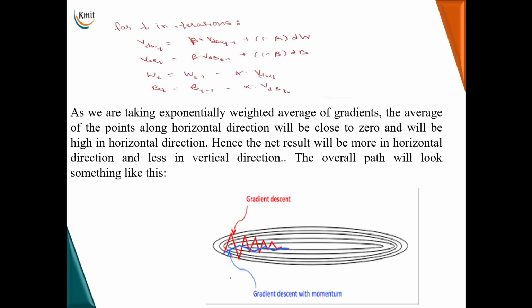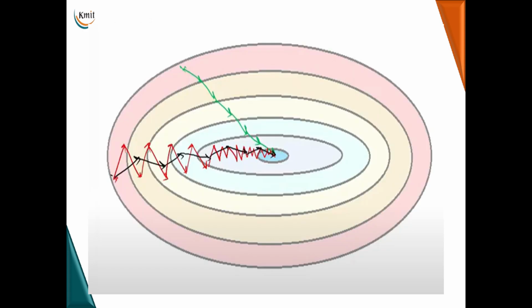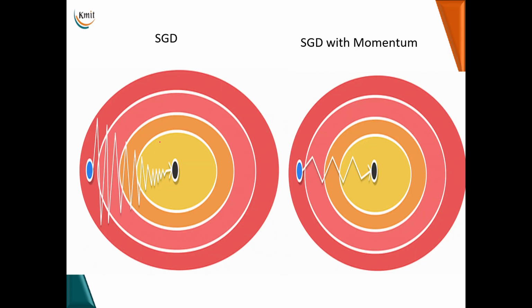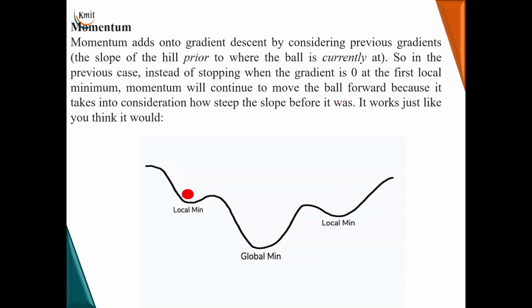And what you notice here is it is concentrating more on the horizontal line and less on the vertical line. So these are the three different graphs. This is for mini batch gradient descent. Red color represents stochastic gradient descent and black color represents introducing momentum in SGD. This is the optimization, SGD and SGD with momentum.